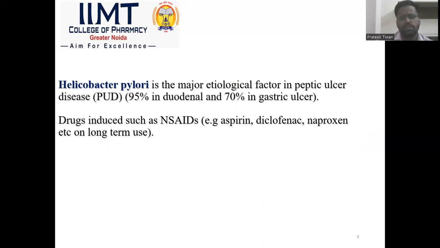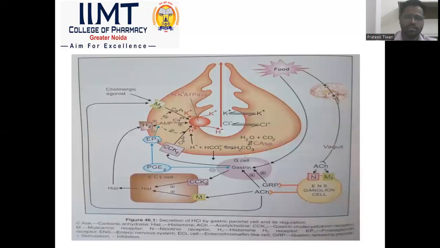Drugs also induce peptic ulcer, like long-term use of NSAIDs, for example paracetamol, diclofenac, aceclofenac, aspirin, etoricoxib. If you use all these drugs for a very long time, they cause peptic ulcer. Now we have to understand how acid secretion happens before discussing the anti-ulcer drugs.